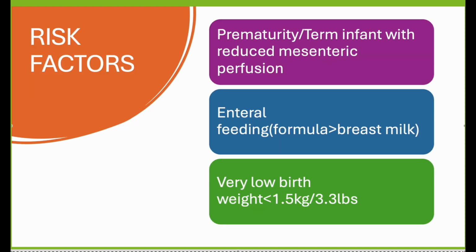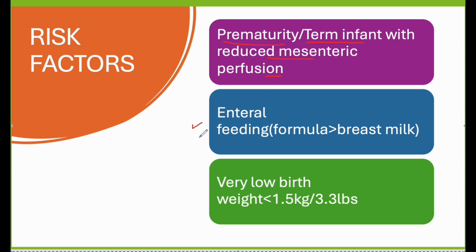Okay, so now with the risk factors, it's very high yield to know that premature infants are at high risk of this condition. Why? Because in premature infants, usually their GI tracts are not fully developed. Also, their immune defense mechanisms are very weak. So whenever there is bacterial infection, they are not able to fight off such infections, hence severe sepsis can occur, and this can lead to necrotizing enterocolitis. Also, it's important to note that term infants can still suffer this condition, especially when they have a reduced mesenteric perfusion from conditions such as congenital heart disease, as described in the previous slide.